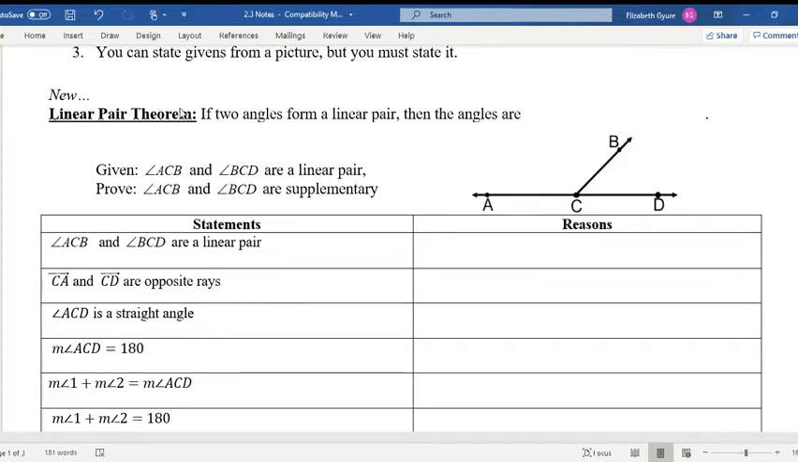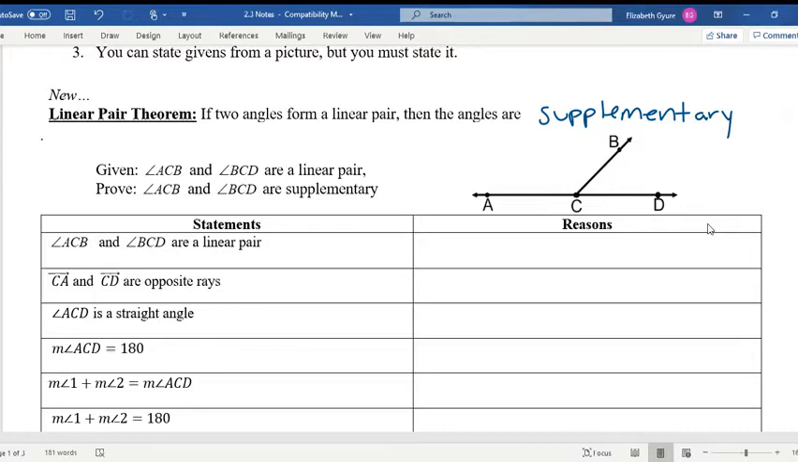So our first theorem is called the linear pair theorem, and it says if two angles form a linear pair, then the angles are, and there should be a little line here, I think my picture covered it up, but it should say that they are supplementary. So if two angles form a linear pair, then they are supplementary. And if you're wondering, what's a linear pair? This is a linear pair right here, this diagram. A linear pair is when you have two angles that are adjacent, so they share a vertex and a side. And see down here how they form opposite rays? That's how you know it's a linear pair.